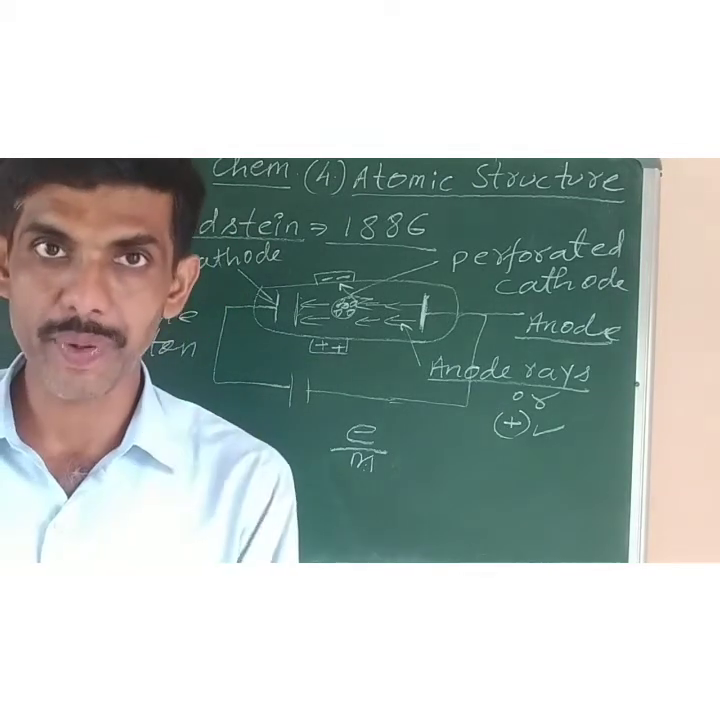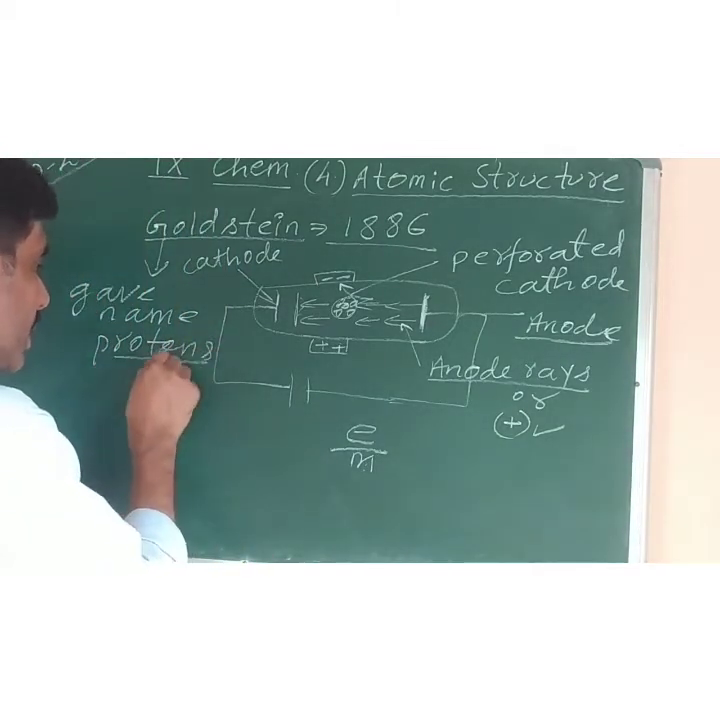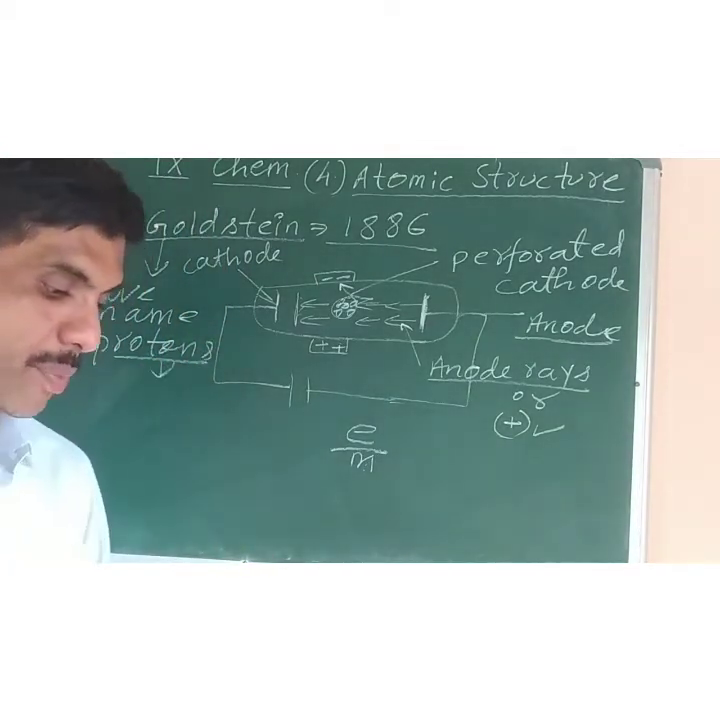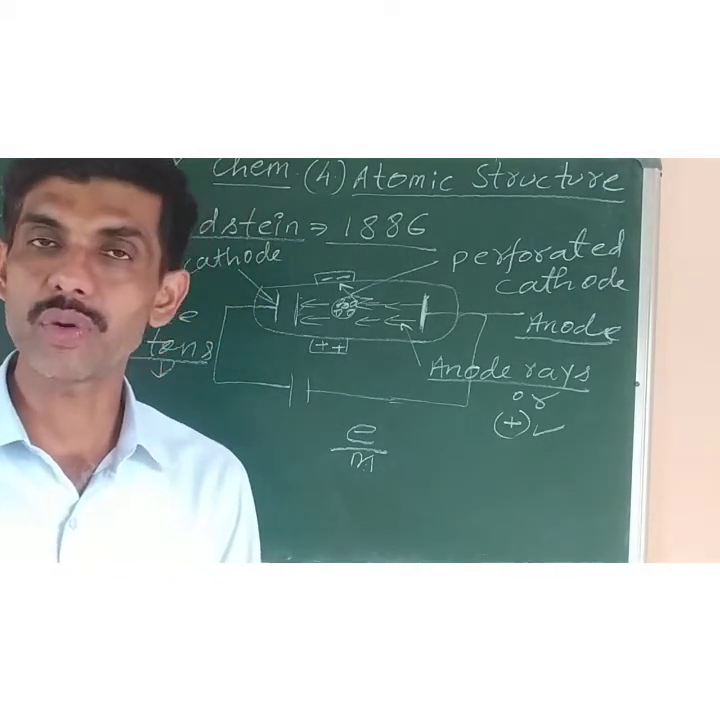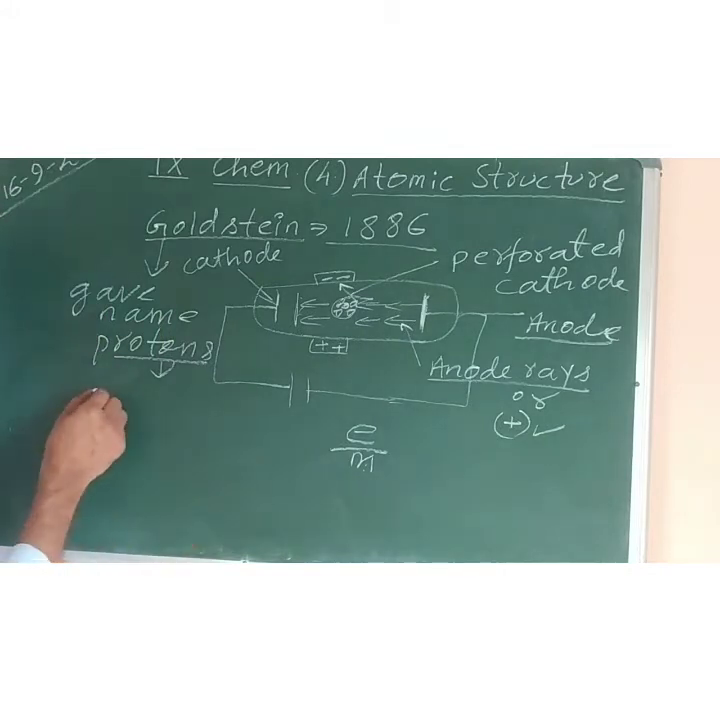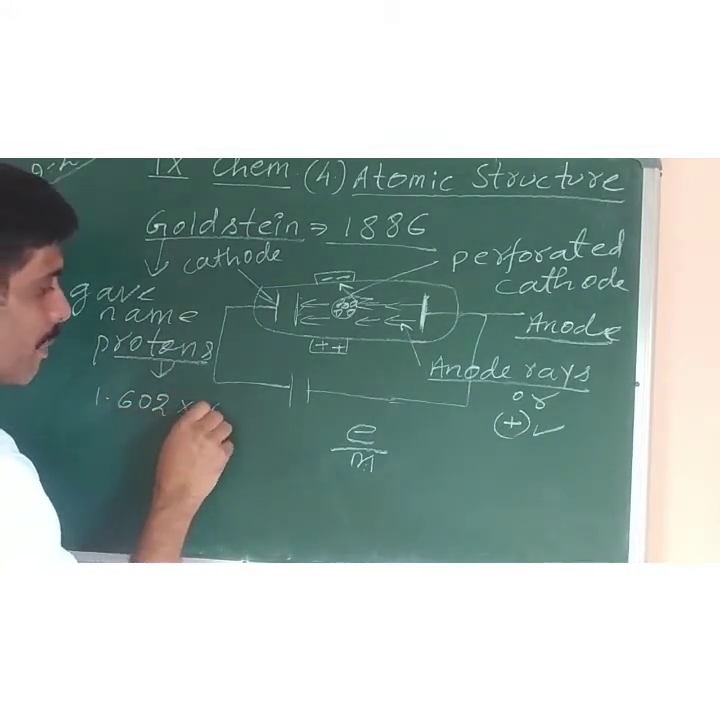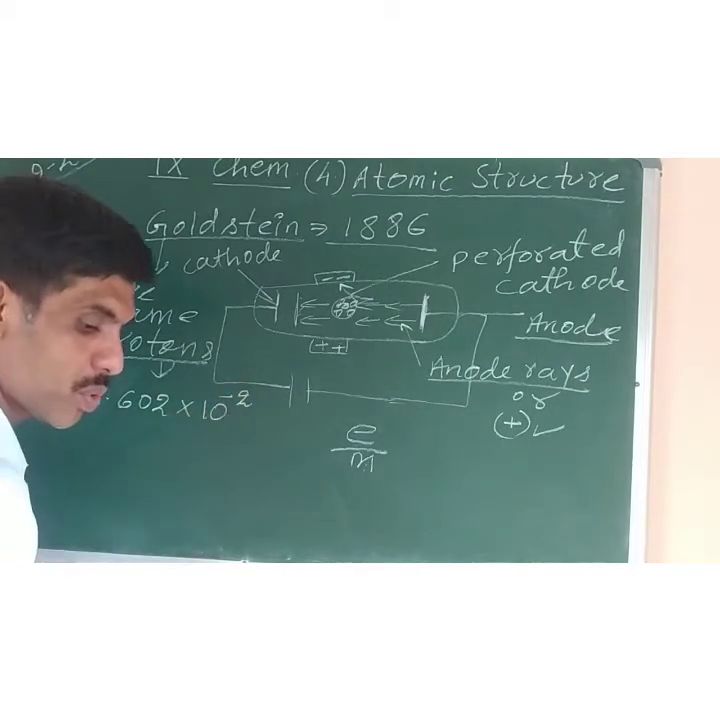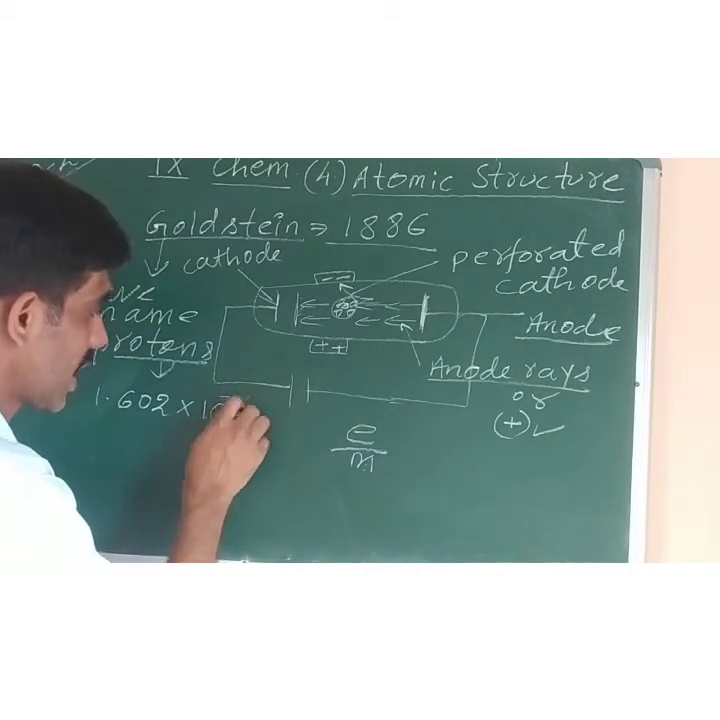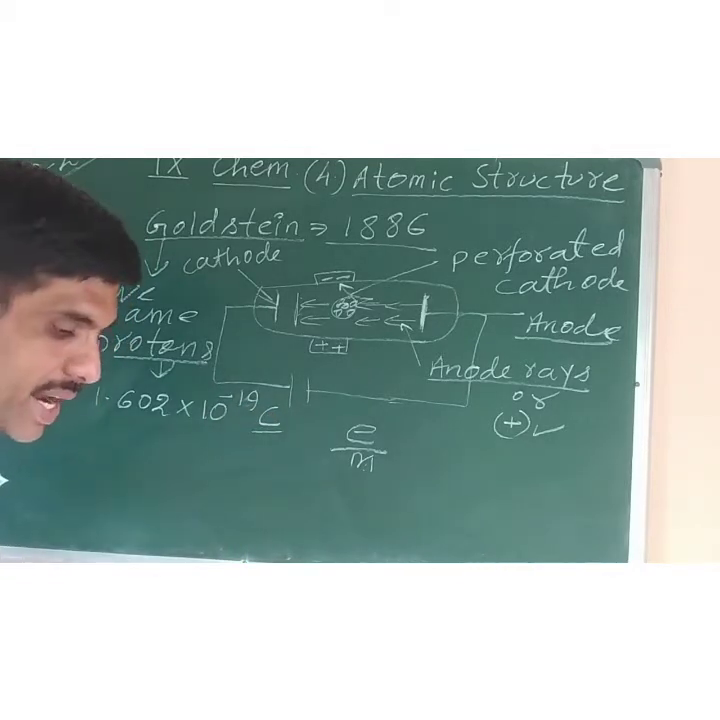Now what are the properties of protons? What properties do these protons carry? Number one, some properties are listed in the book. It has a unit positive charge and the value of this charge is 1.602 into 10 to the power minus 19 coulombs. Coulomb is the unit of charge.